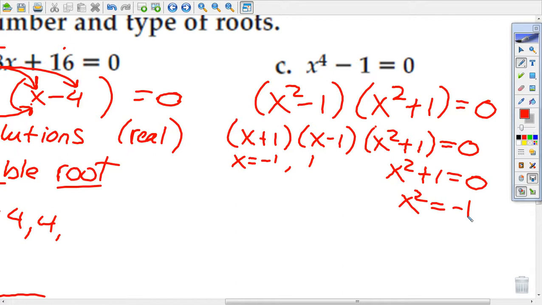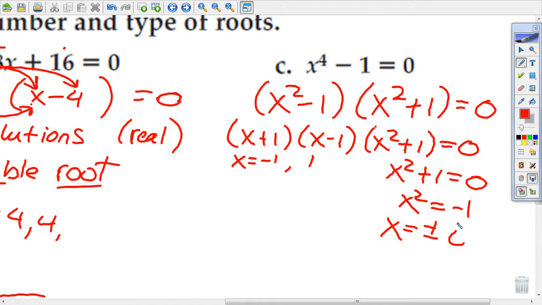Take the root, right? You're going to get i, but it's got to be plus or minus i, because there are how many answers here? 2. Don't forget the plus or minus. X equals plus or minus i. And that gives me 1, 2, 3, 4 answers. Yay! I did a good job.